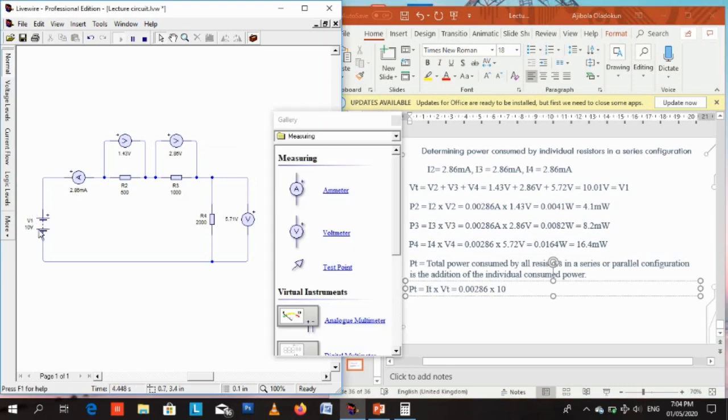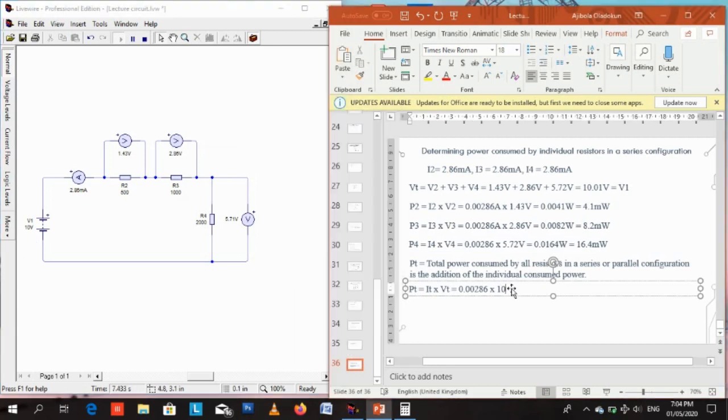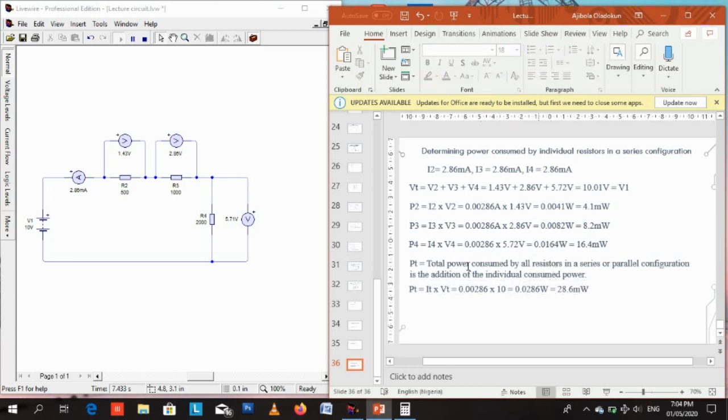2.86 milliamps. Total current is 2.86 milliamps. It's the same current that flows through all the resistors. We've stated that many times before. If you multiply this out, it should be 0.0286 watts, capital W, which is the same thing as, if you shift the point 3 times to the right, 28.6 milliwatts, small m, capital W. Remember that milli is times 10 to the power minus 3.